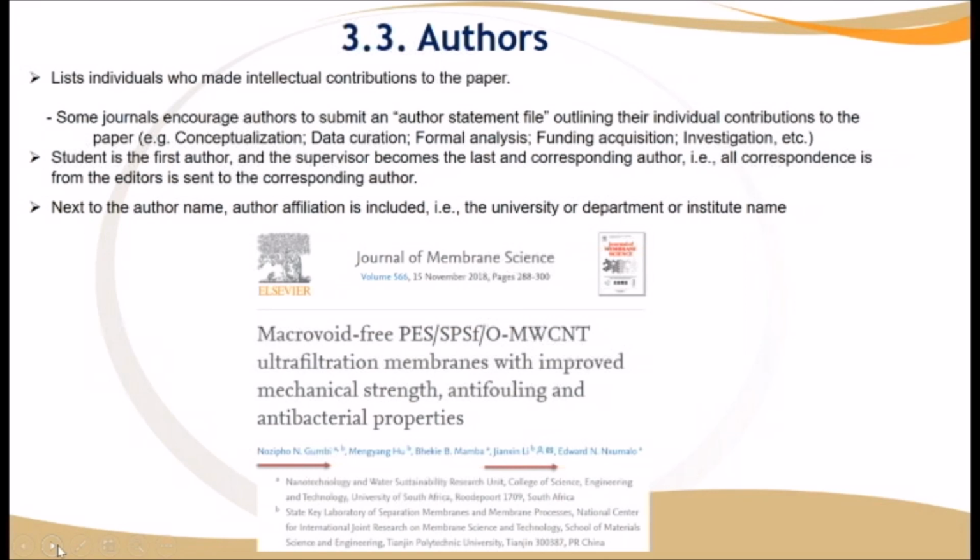Now, in the list of authors, the student is usually the first author. So the person that carried out the research study, which is basically or mainly the student, becomes the first author, and then the supervisor will become the last and corresponding author. What corresponding author means is simply all correspondence. So when you've submitted your paper, when it's ready, you've collected all the data, you are happy with your conclusions, you are ready to send it out, all the correspondence is sent by the journal editor. They send it to the corresponding author, which is your supervisor.